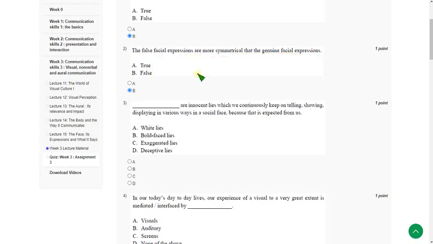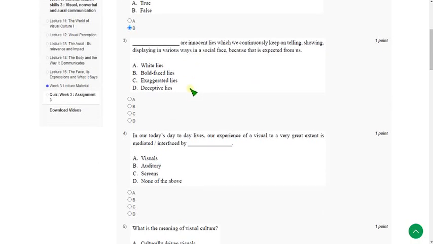And moving on to the third one. Dash are innocent lies which we continuously keep on telling, showing, displaying in various ways in a social face because that is expected from us. So for the third question, the answer is option A, white lies. So mark option A.